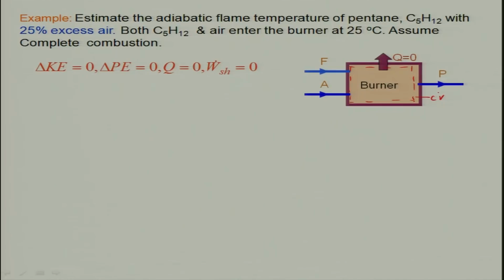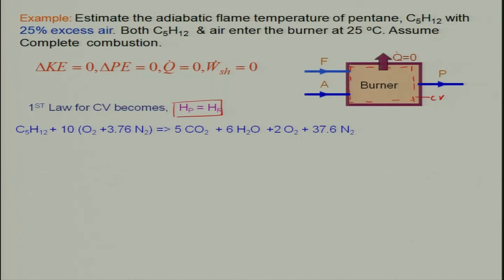So we make the same assumptions: change in kinetic energy is equal to 0, change in potential energy is 0, heat will be 0, and work done will be 0. The dot I am writing because it will basically be per second. And the first law of thermodynamics for a control volume is nothing but Hp is equal to Hr, that is, the total enthalpy of product is equal to the total enthalpy of the reactant side.